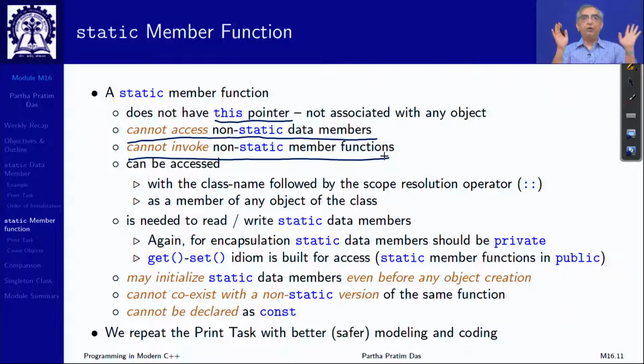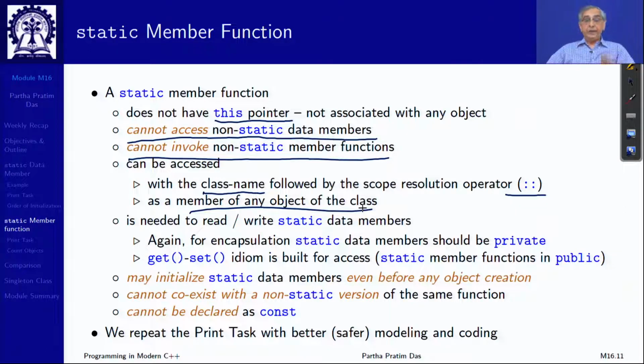So, it is just like a global function, only difference being that it is in the class scope, it is qualified by the class name. So, it can be accessed with the class name, with the :: operator, or with any member of the class, exactly the same way you could refer to a static data member, exactly in the same way you can also invoke a static member function, right.